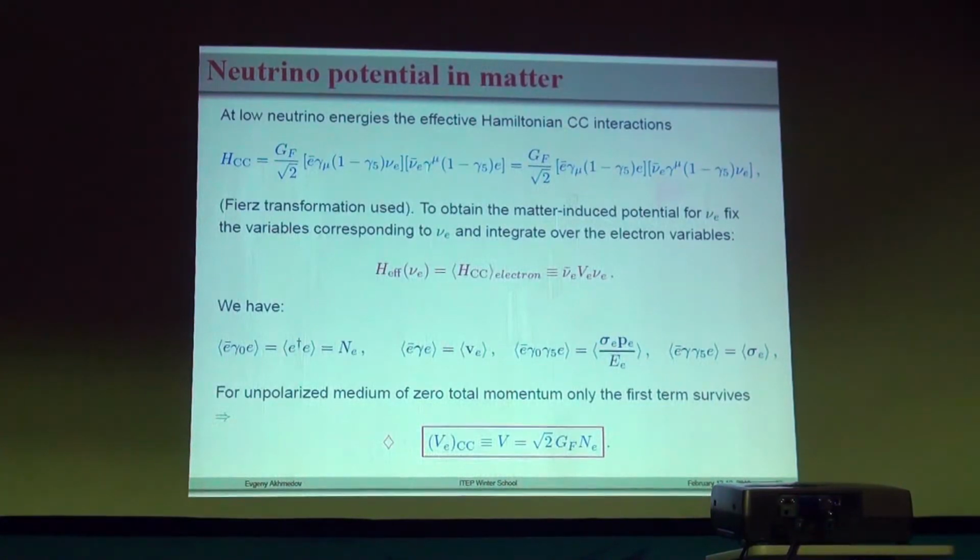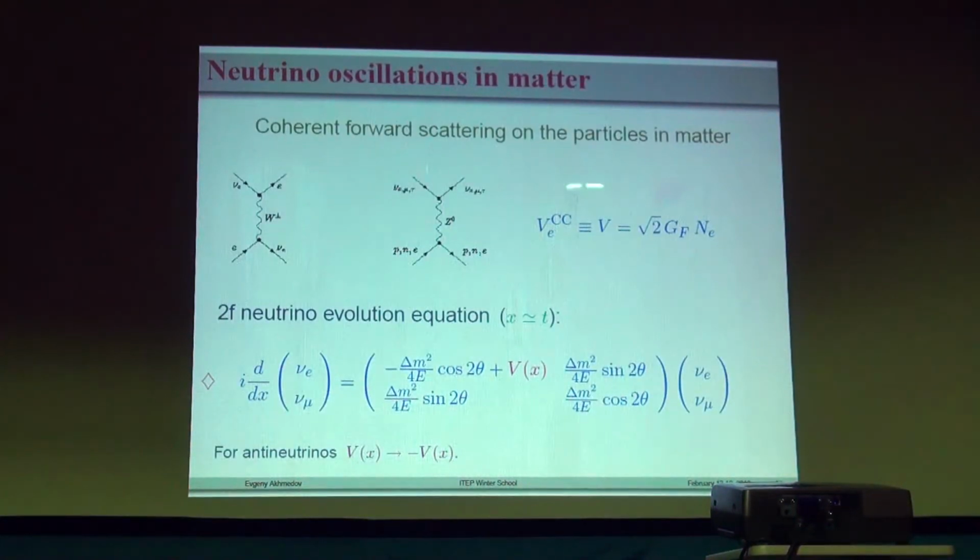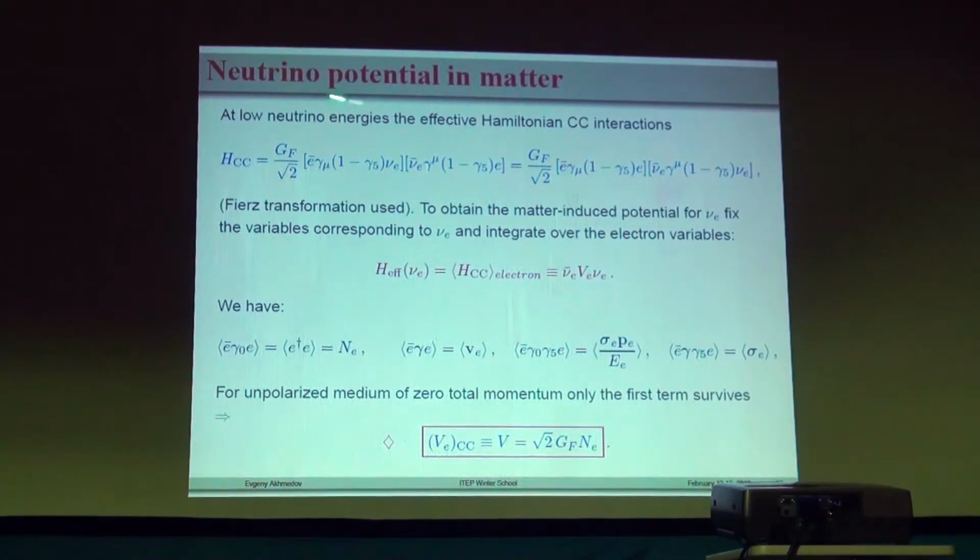Okay, now how do we calculate this potential? I said that it's given by this expression, but can we calculate it? Let me try to explain how it can be done. We consider neutrino interaction with electrons at low energies, so we can just consider the effective four-fermion Hamiltonian, the standard Hamiltonian of neutrino-electron scattering, G Fermi over square root 2, and two currents, electron neutrino and neutrino into electron transitions, charged currents.